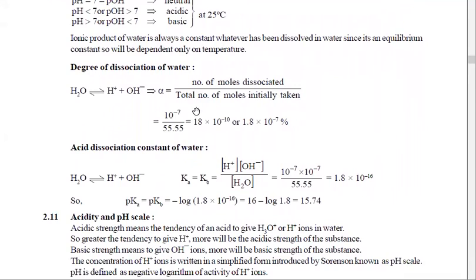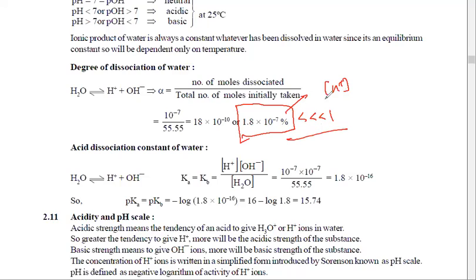You can find it easily because you know the number of moles of H plus by the molar concentration of H2O. So you will get 1.8 × 10 to the power minus 7. If you see this, it is very, very small as compared to 1. That's why whenever we take any acid or base, we neglect this, the concentration of H plus.